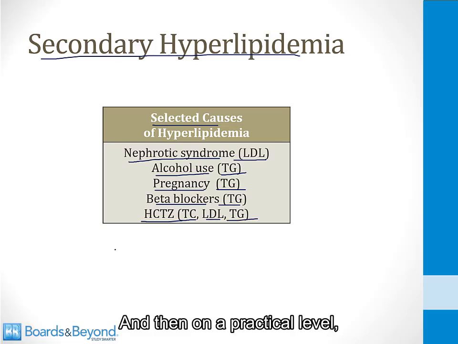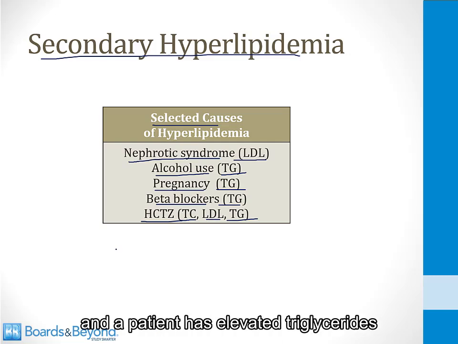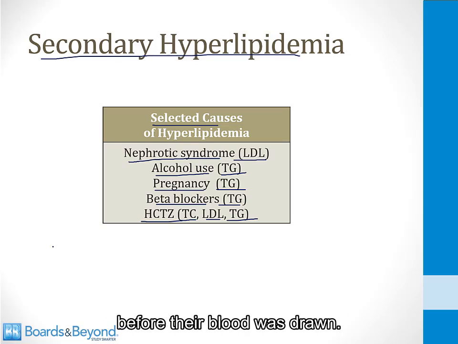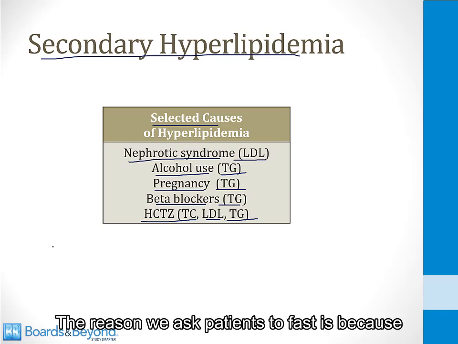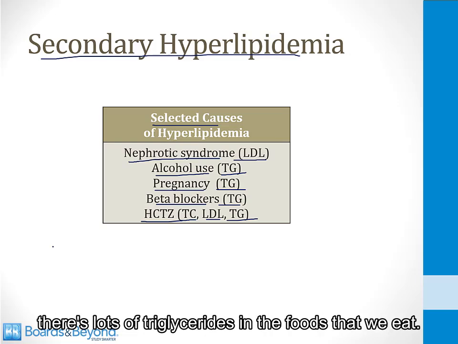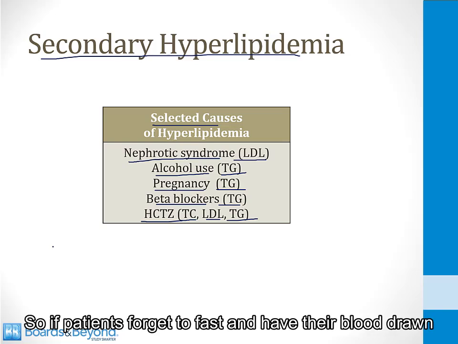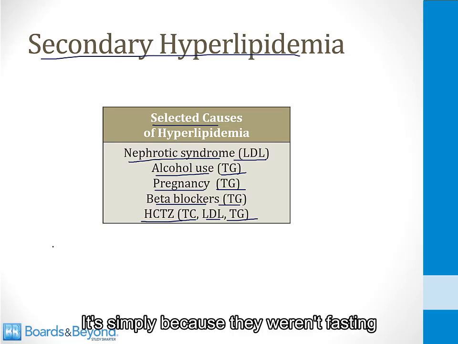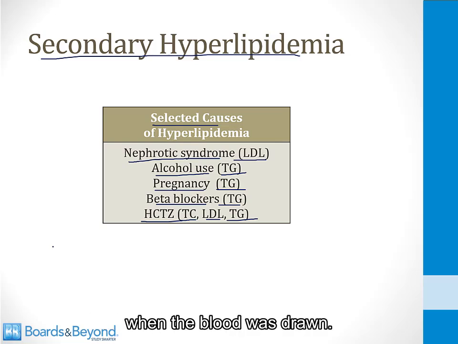And then on a practical level, when you're doing clinical medicine and a patient has elevated triglycerides, one of the things you always want to think of is that they may not have fasted before their blood was drawn. The reason we ask patients to fast is because there's lots of triglycerides in the foods that we eat. So if patients forget to fast and have their blood drawn for measurement of serum lipids, they will have elevated triglycerides. It's not due to any pathologic state. It's simply because they weren't fasting when the blood was drawn.